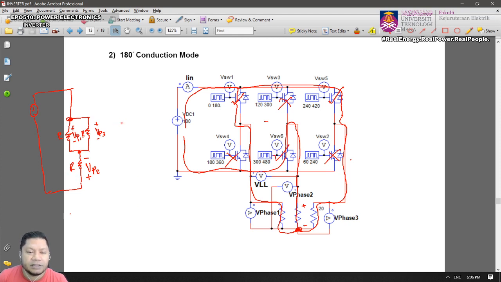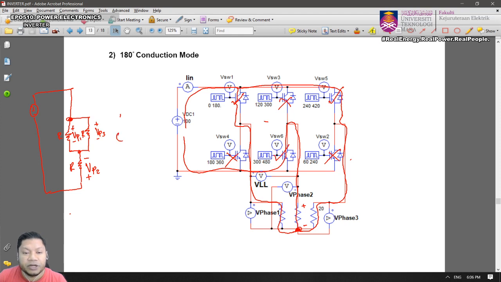So how to get the voltage across V phase 1, V phase 3 and V phase 2? You have to, of course, get the total resistance. This is a parallel connection, so you need to get the total resistance across V phase 1 and V phase 2, and then we need to do the voltage divider rule, isn't it?